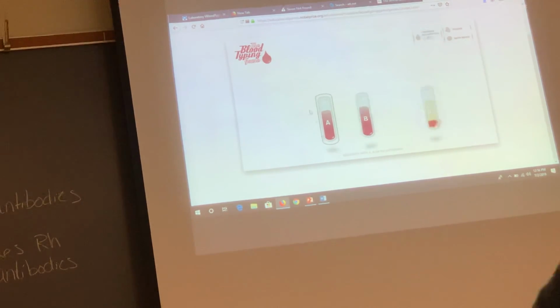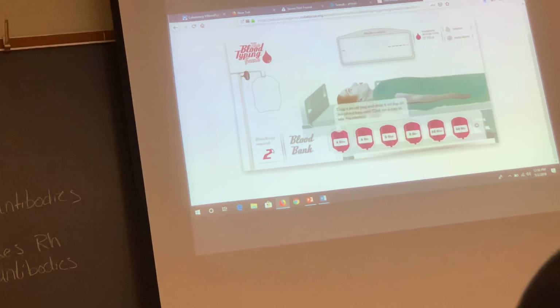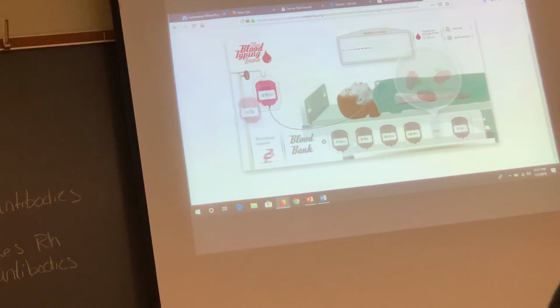And now what kind of blood can we give them? 2 blood bags. O, we can give them. Can we give them anything else? No, because remember that O blood makes both A and B antibodies. So O blood can only receive O blood. So we can do O positive and O negative, right? I don't know why this isn't letting me slide it over.